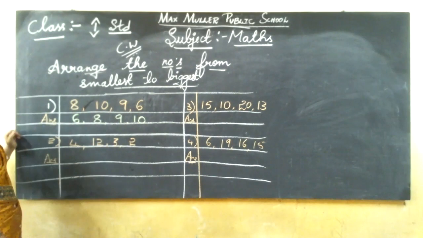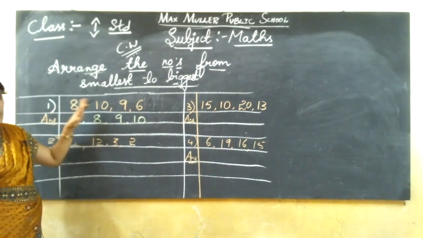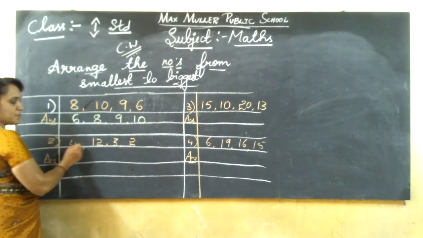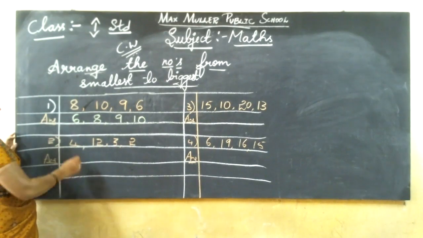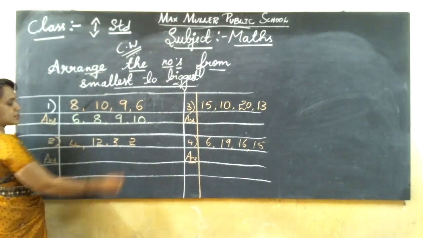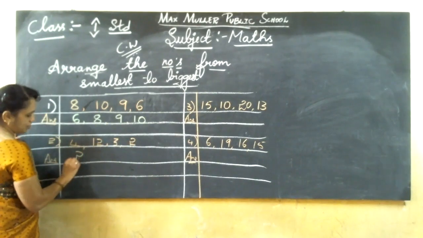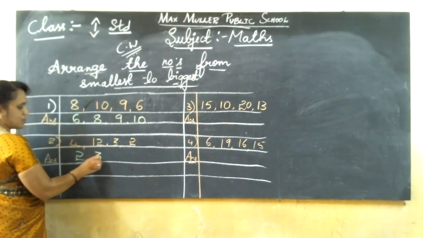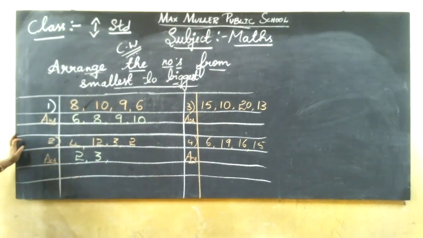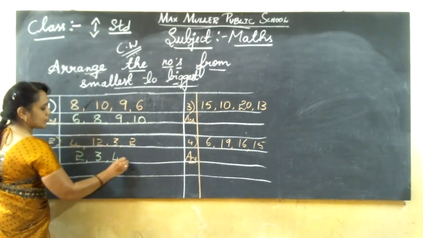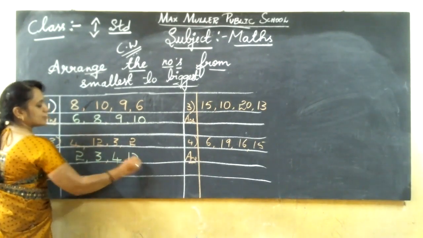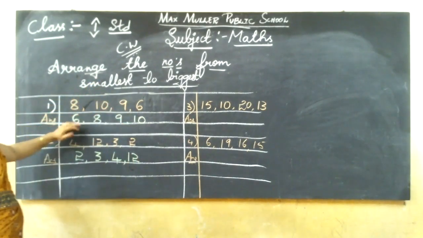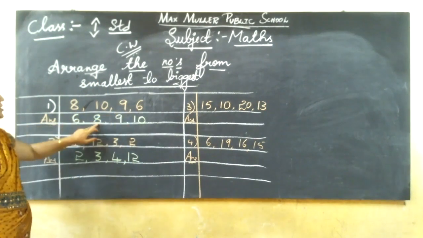We are writing. So, for the sum, have you understood? We'll be doing the sums, then only you will understand well. Now you see the second sum. Which is the smallest number? 4, 12, 3, 2. Which is smallest? 2 is very small, so write 2 first. Then which is small? 3. Then 4. Then 12. Understand? Arrange the numbers from smallest to biggest. 8, 10, 9, 6. Which is smallest? Write first 6, the smallest. Then 8.